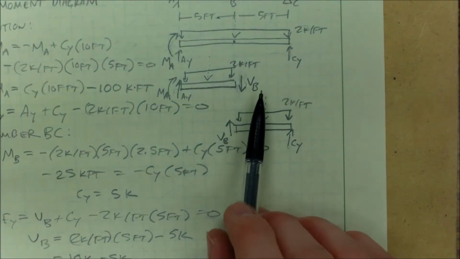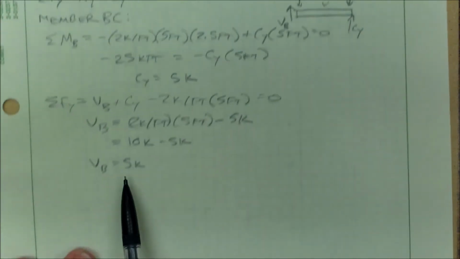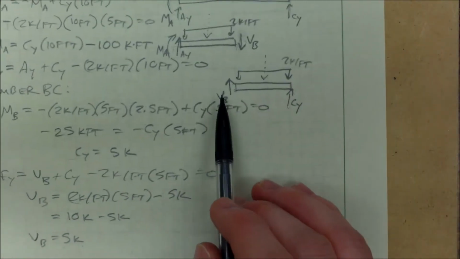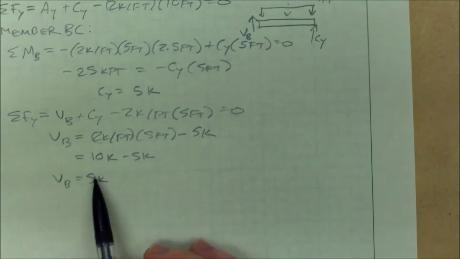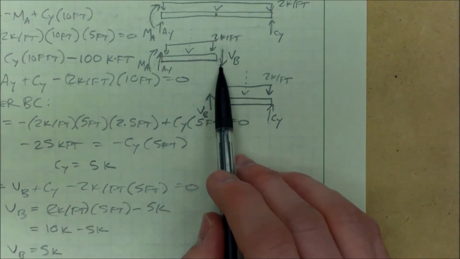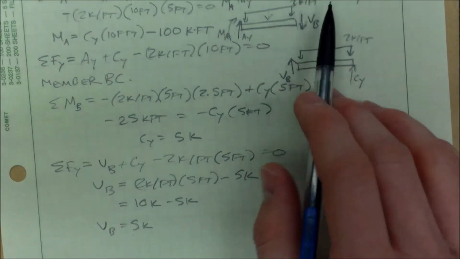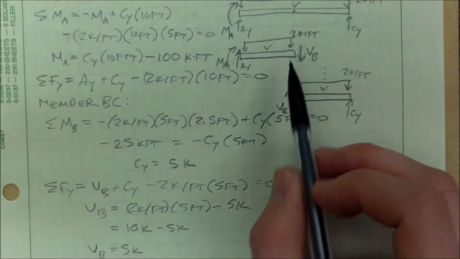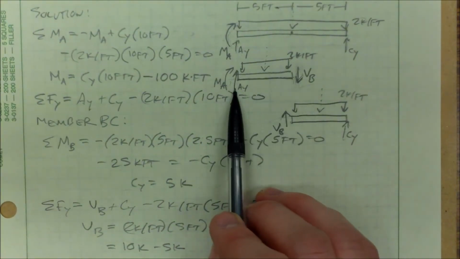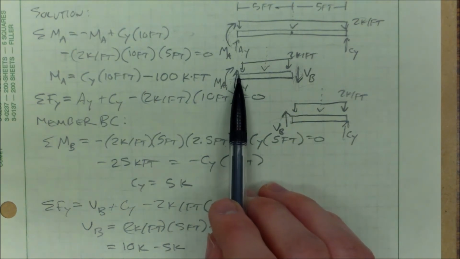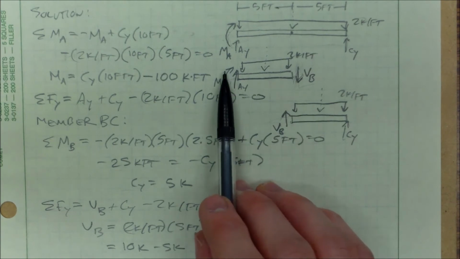Positive member notation is that way for a reason. It's equal and opposite, meaning that this 5 kips is 5 kips here and 5 kips on this side. It's a positive value in the direction that I've drawn it in both cases. That's why we have a positive member notation. So let's look at our member AB now. Since I know VB but I don't know AY, I'm going to take the moment at A so that I can find what MA is.